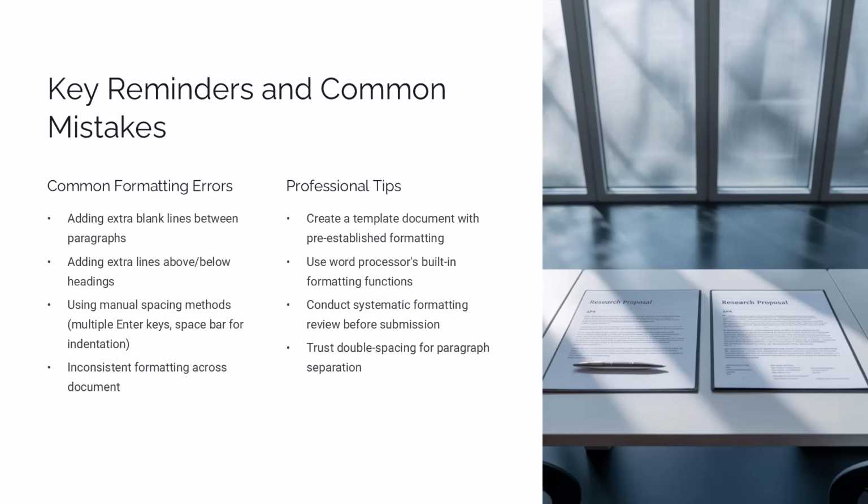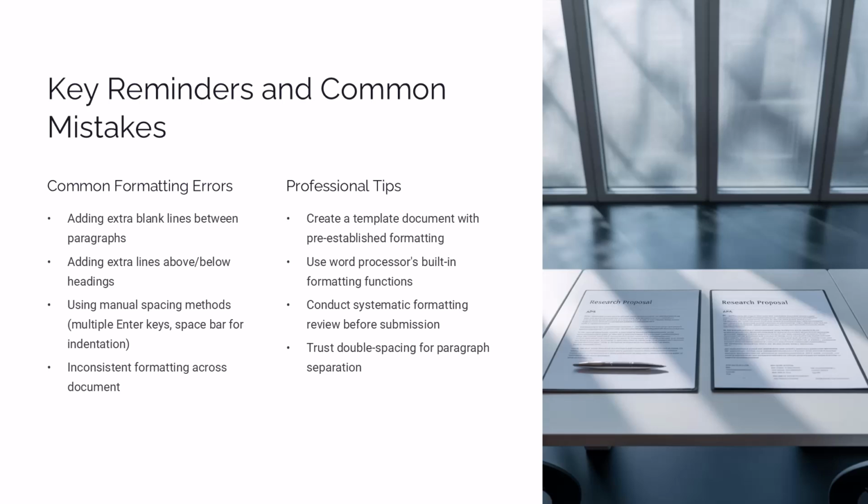These manual methods create inconsistent formatting that can shift when documents are open on different systems or with different software versions. Instead, rely on your word processor's paragraph formatting, page layout tools, and style functions. These automated tools ensure mathematical precision, maintain consistency across your entire document, and preserve formatting integrity when documents are shared or edited. Consistency represents perhaps the most critical principle in APA formatting.